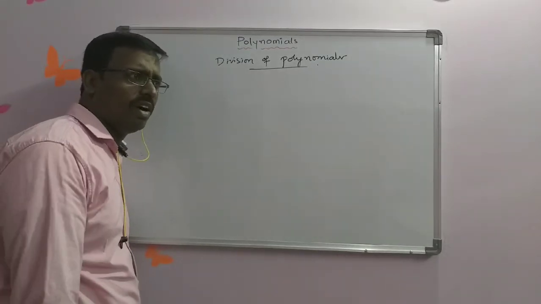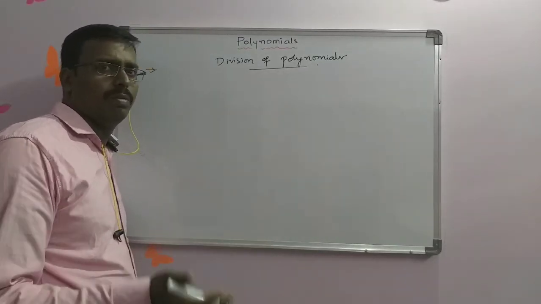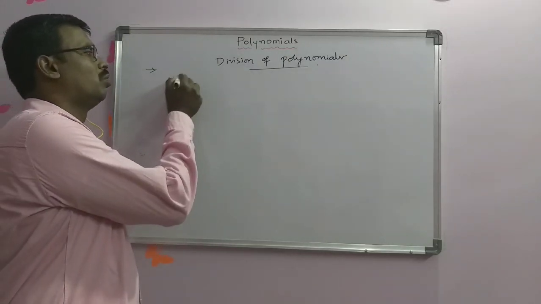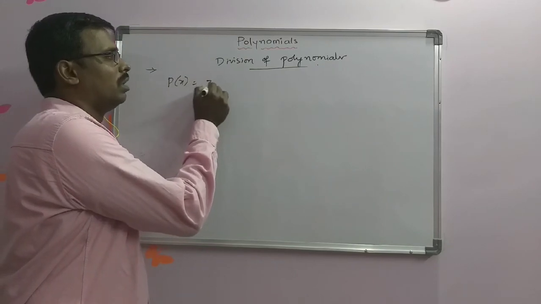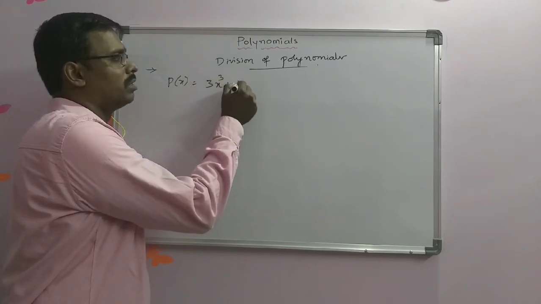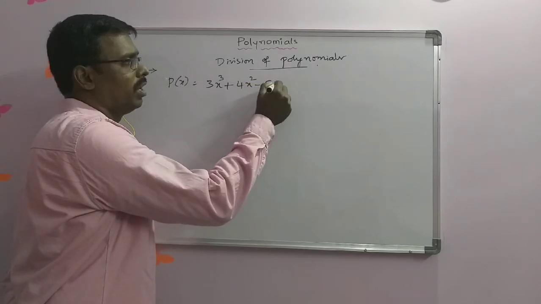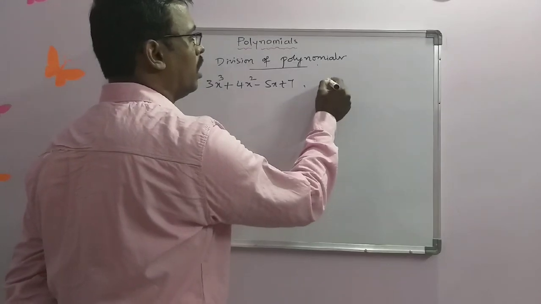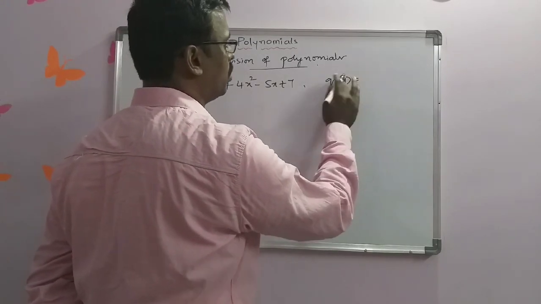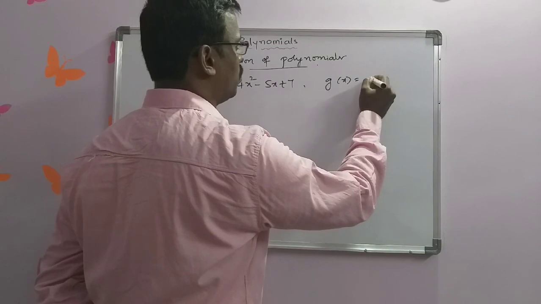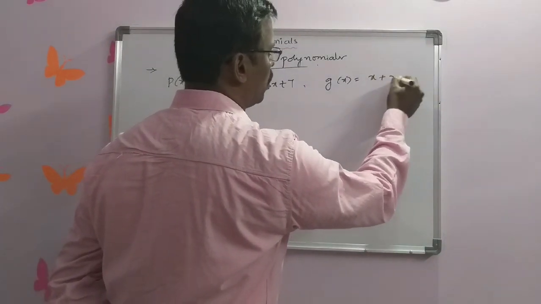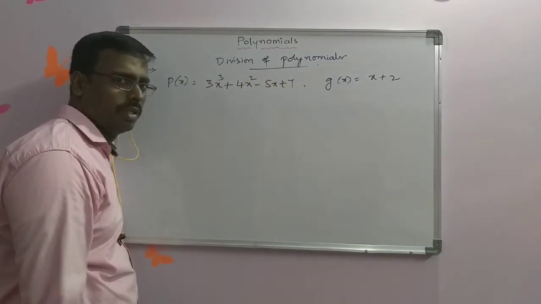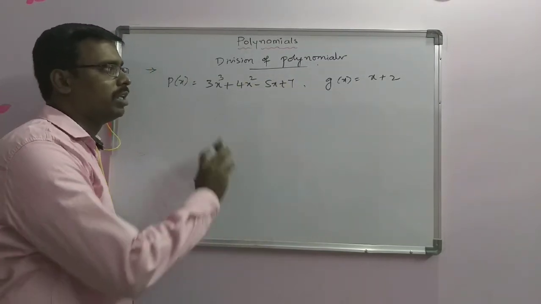Whenever you need to divide a number by another number, you will be given a dividend and a divisor, right? In the same way, if I take two polynomials, p of x equal to 3x cube plus 4x square minus 5x plus 7, this one polynomial is given to you, and another polynomial, I'll take g of x is equal to x plus 2. Right? Divide p of x by g of x, he says. So how to divide these two polynomials?